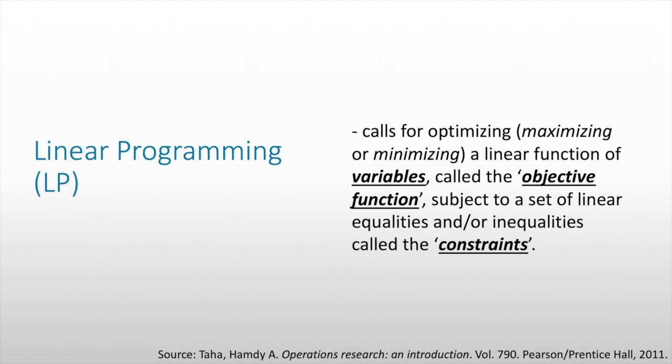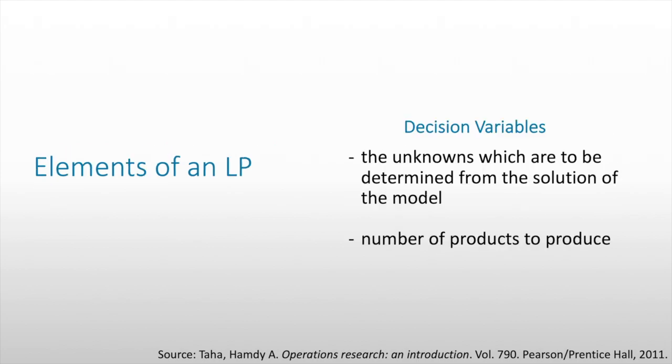What is linear programming, or LP? Linear programming calls for optimizing, either maximizing or minimizing, a linear function of variables called the objective function, and it is subject to a set of linear inequalities and/or equalities called the constraints. Now let's break down each of the elements.